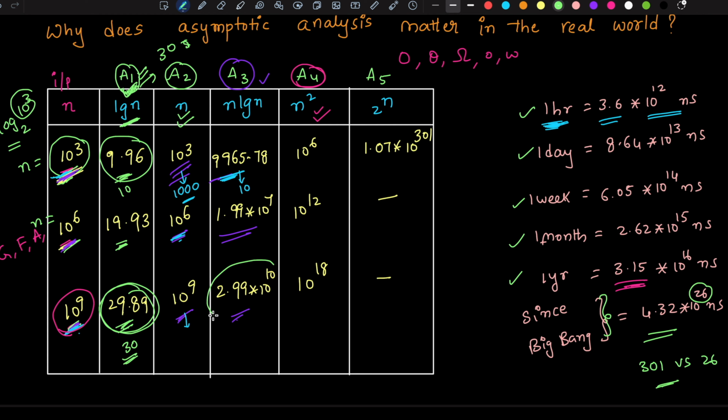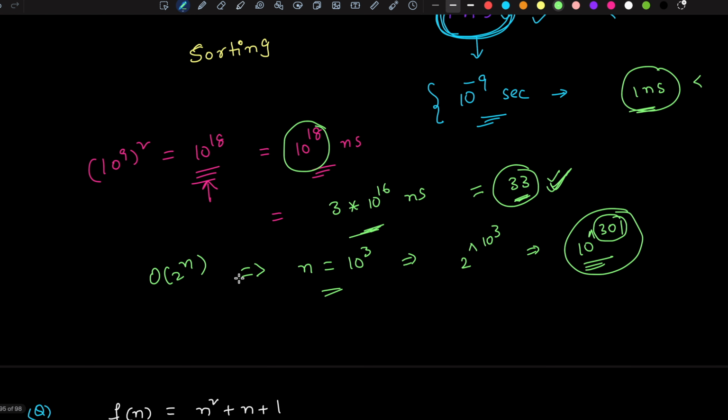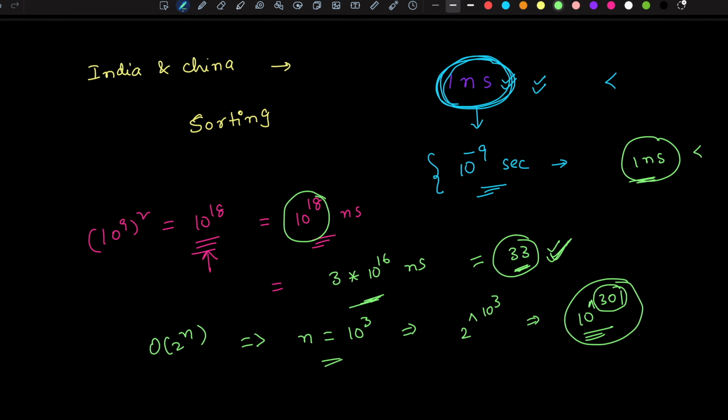For an order of n log n algorithm, we may require 3 into 10 power 10 nanoseconds, which is approximately equal to 30 seconds, right? That means it will require 30 seconds to compute this task. So let me write it down here. The order of log n roughly takes 30 nanoseconds to compute it, and the order of n log n algorithm takes 30 seconds to compute the task.